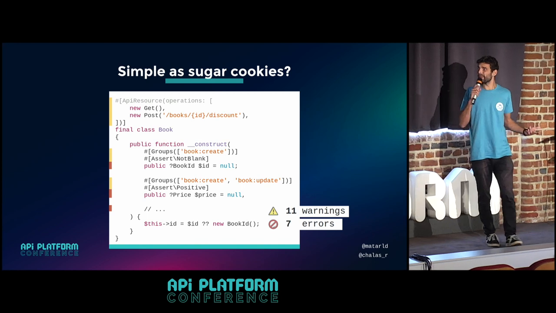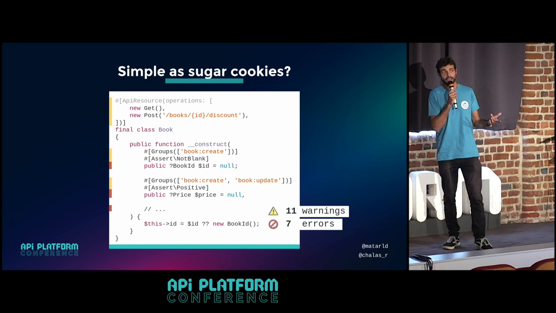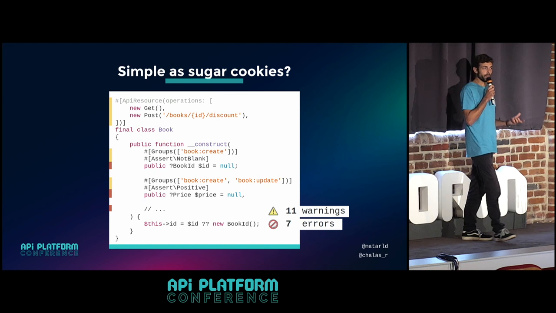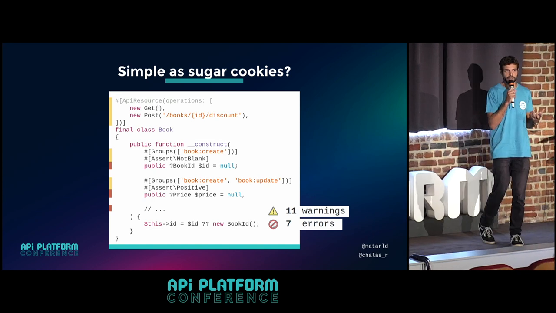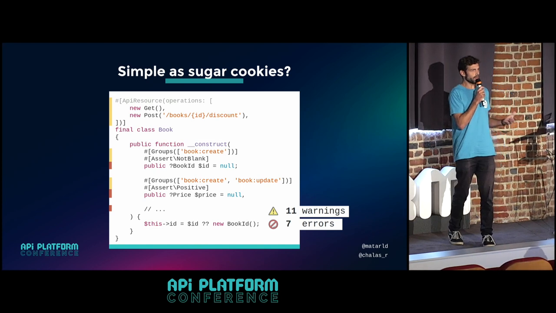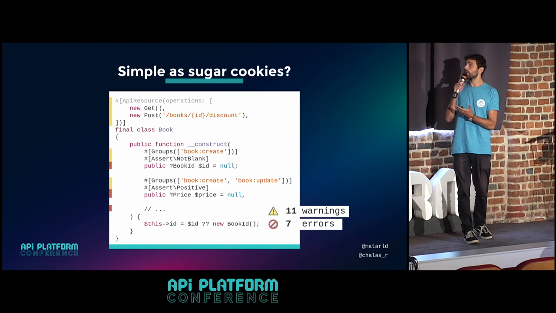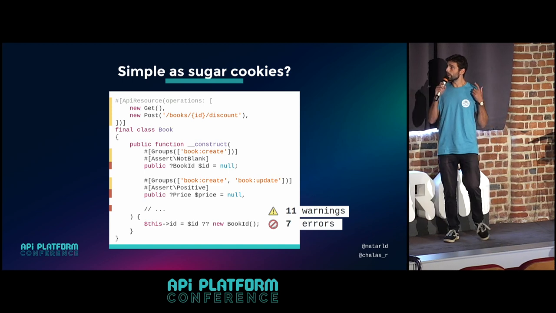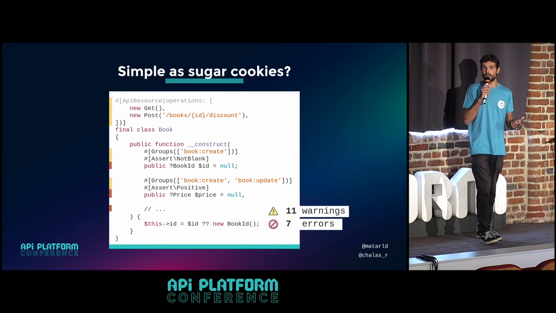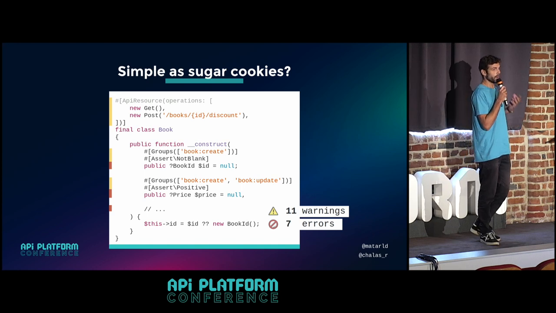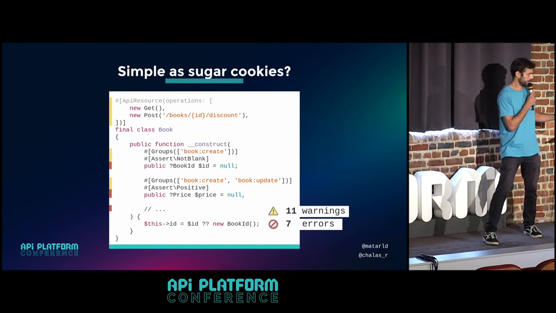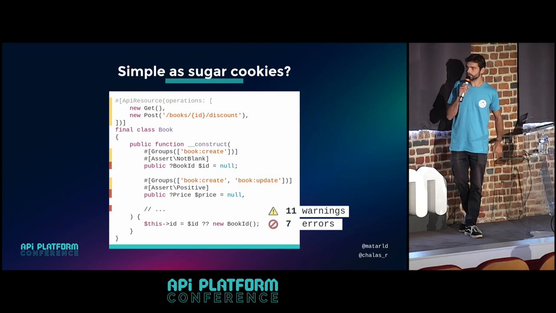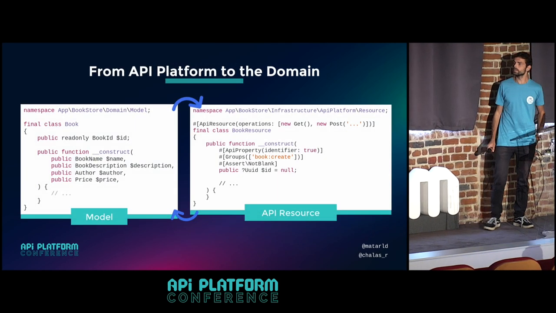So what just happened there? We have updated our domain object, our model, which is the king of the application, just to please a third-party library, API Platform, for instance. And this is bad because we want to keep at any price the integrity of our domain model objects, our book, for instance.